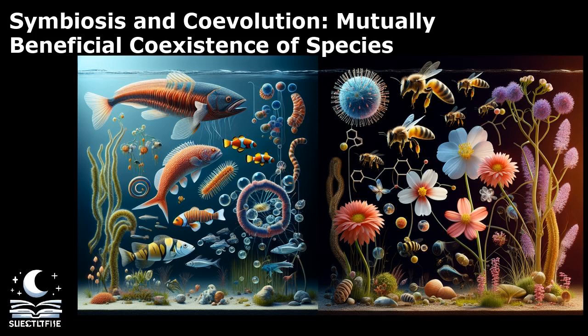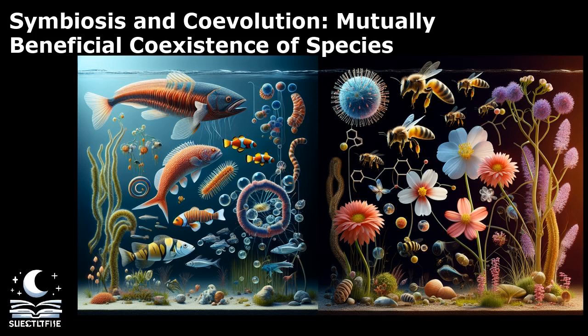One of the most well-known examples of mutualistic symbiosis is the relationship between bees and flowers. Bees benefit from the nectar and pollen provided by flowers for food, while flowers benefit from the pollination services provided by bees. This mutually beneficial relationship has evolved over millions of years and is essential for the survival of both species. Symbiosis is not limited to just macroscopic organisms. It also occurs at the microscopic level.